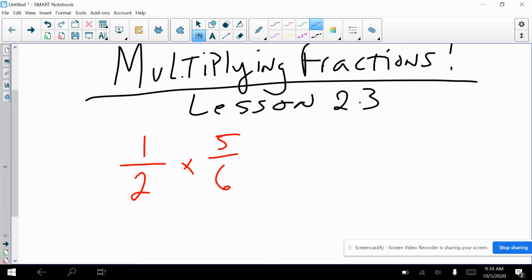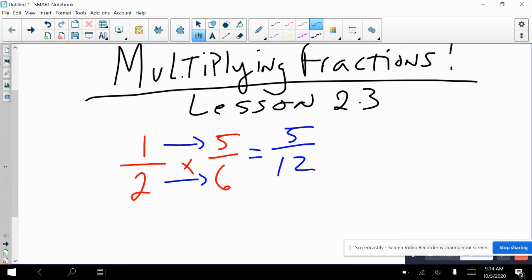Yeah, you simply multiply straight across. Numerator times numerator, denominator times denominator. That is correct, right? It's pretty simple stuff. The one thing that you really need to look for is, once you've multiplied across, what do you want to make sure happens? You have to make sure that your answer is in simplest form.